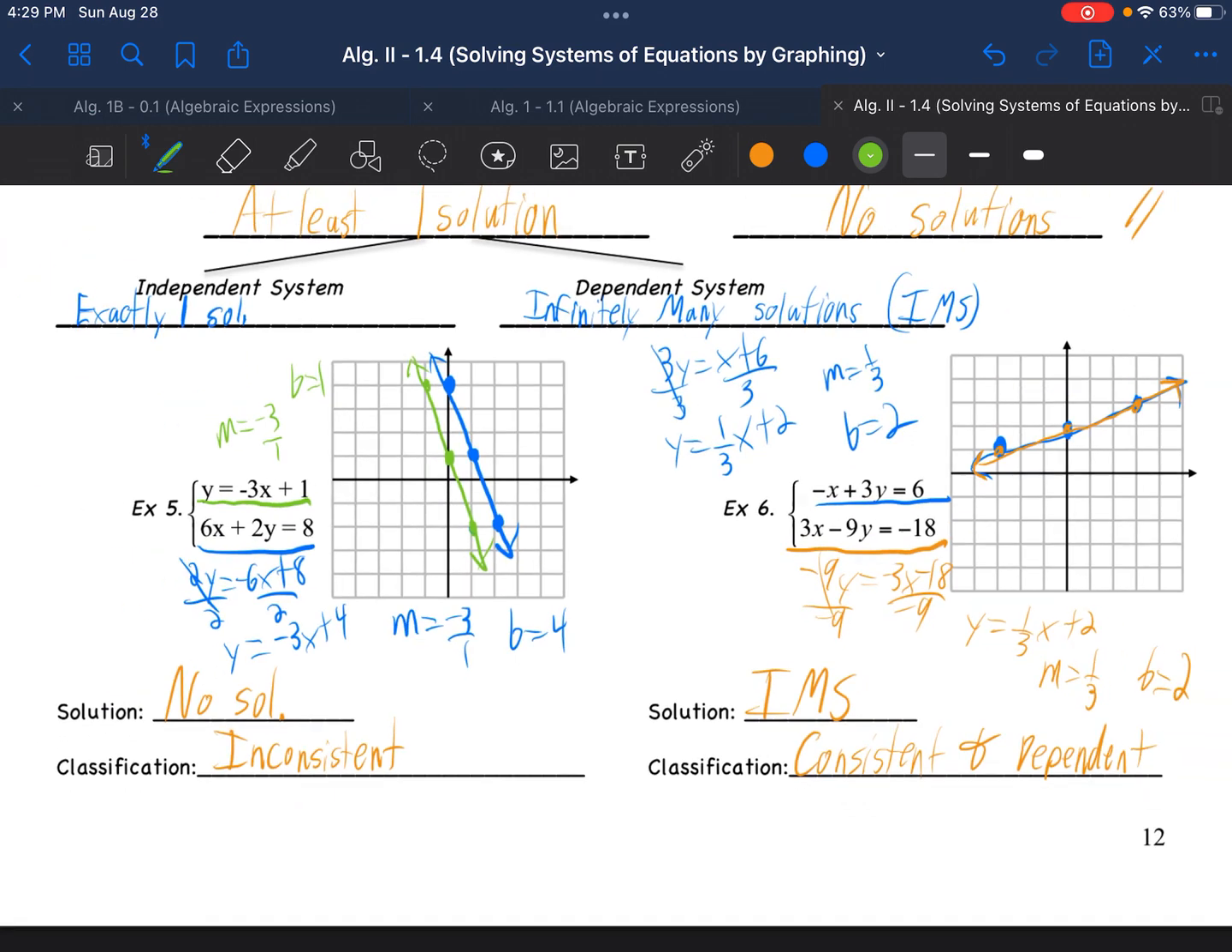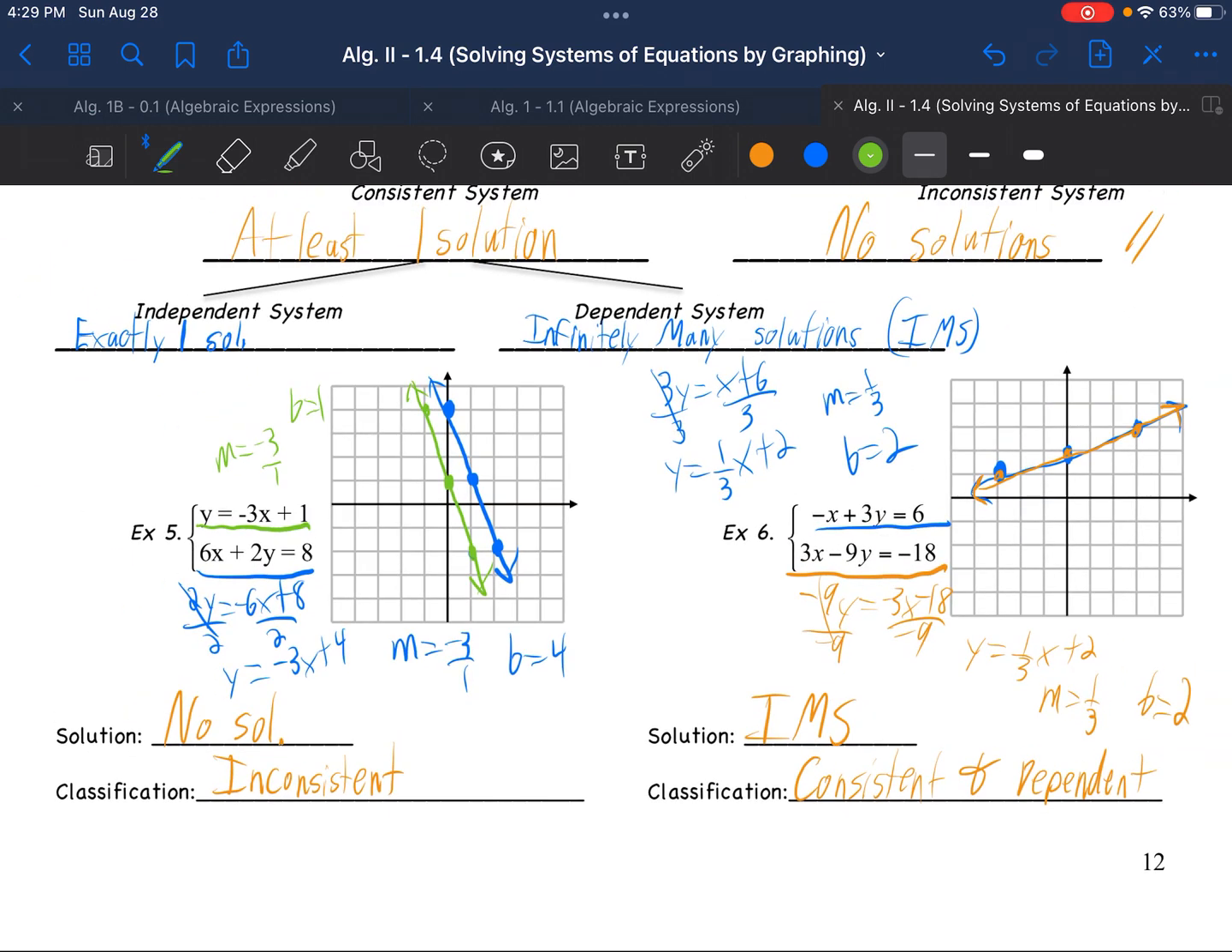So I want to look back at these previous examples though, just to help us out with this. If we noticed on our no solution one, where it was inconsistent, we can see that both slopes were -3, but the y-intercepts were different.